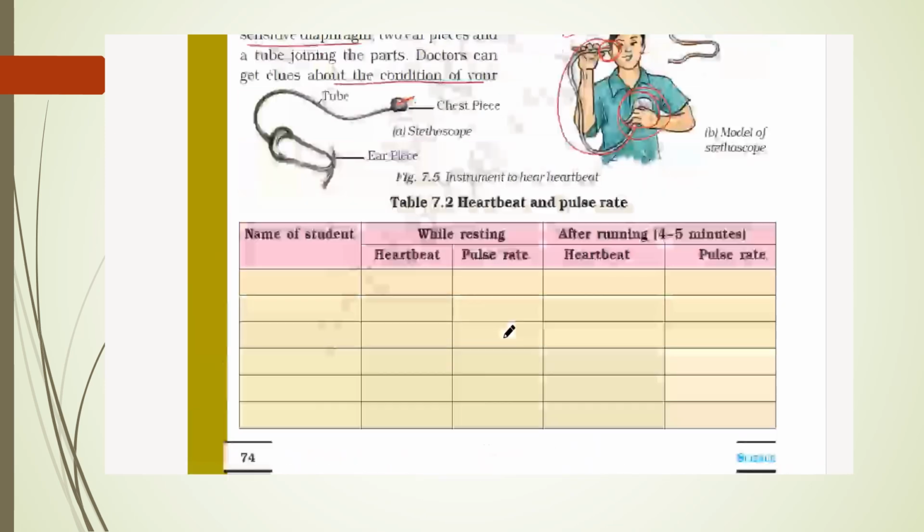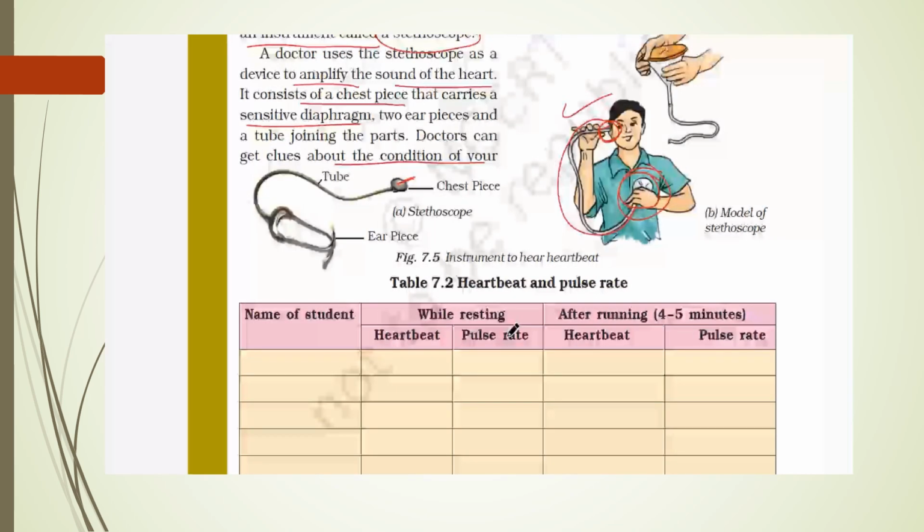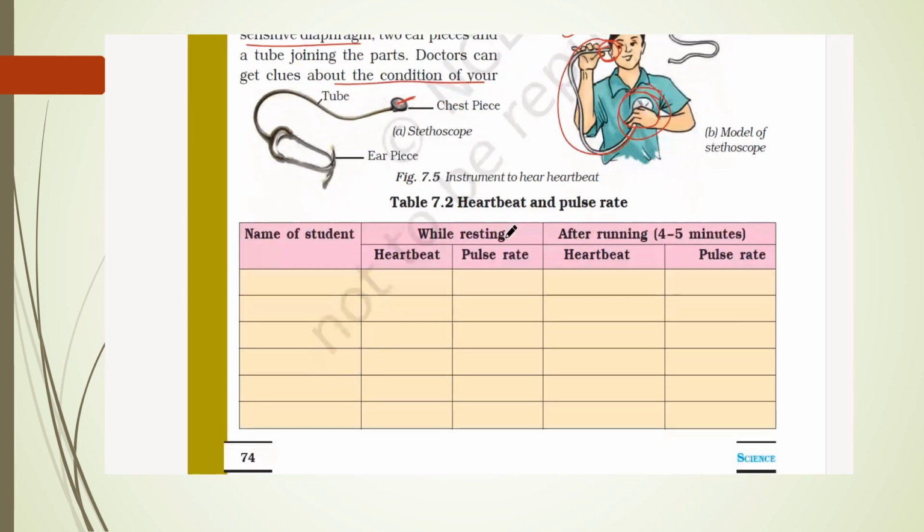So here is a chart. You can take the names of the students who are actually in your class, and write the names of the students here. You can write their heartbeat while they are in resting position, their pulse rate. I have told you in the previous class what is pulse rate. Just go through that lesson once.